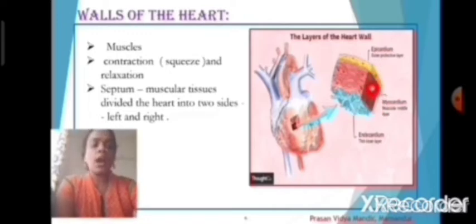Myocardium is this large area, and this is a thick layer. This large portion is called the myocardium and it has very thick walls. And endocardium is the inner layer and it lines the walls and chambers of the heart.